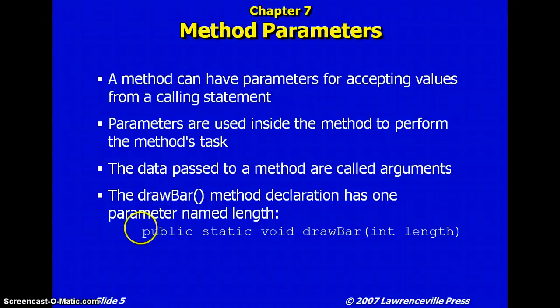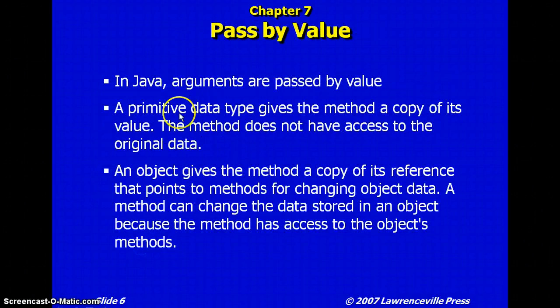When we're doing this, the method is accepting our data, and data passed to a method is called an argument. So anything going to a method is called a parameter, anything being received by the method is called an argument. In Java, arguments are passed by value. A primitive data type gives the method a copy of its value. This will again make a whole lot more sense as we actually get creating our programs.